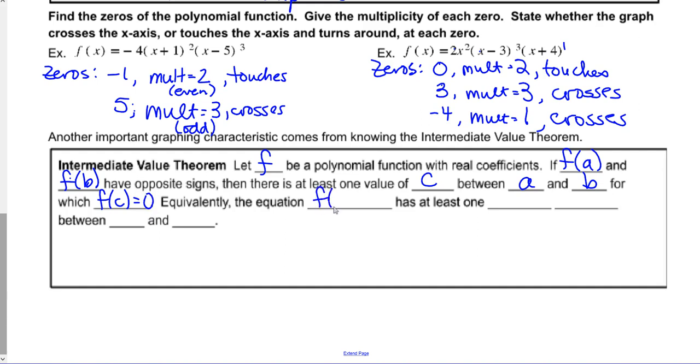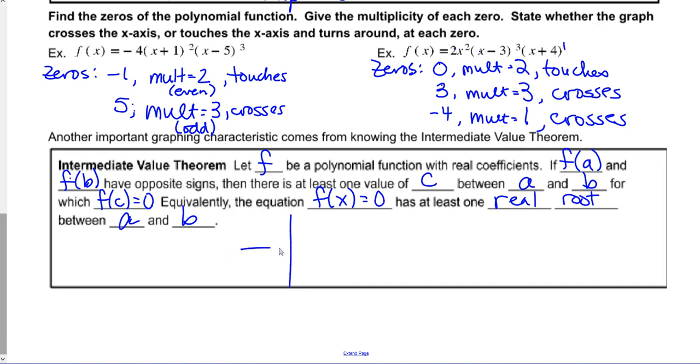Equivalently, the equation f of x equals 0 has at least one real root that happens between a and b. Okay, so that's what it means, basically. That if we have our function equal to 0, there is one root that crosses through between a and b. So graphically, this is what this means.